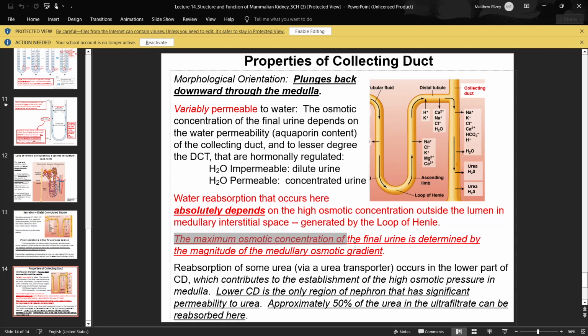The maximum osmotic concentration of the final urine is determined by the magnitude of the medullary osmotic gradient, obviously. Reabsorption of some urea via urea transporters occurs in the lower part of the collecting duct, which contributes to the establishment of the high osmotic pressure in the medulla. The lower collecting duct is the only region of the nephron that has significant permeability to urea, as you can see right here. Approximately 50% of the urea in the ultrafiltrate can be reabsorbed here.